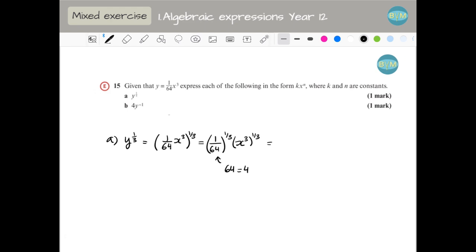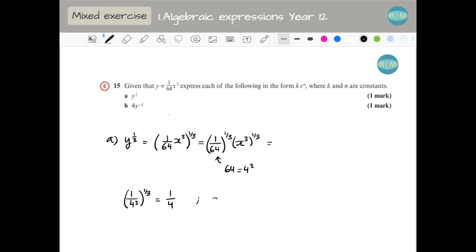64 is 4 to the power of 3. That means I can write 4 cubed to the power of 1/3. Let me do it separately here. So this one is 1 to the power of whatever, which is 1. And then 4 cubed to the power of 1/3, if we multiply the exponents, becomes 1. So it's going to be 1/4.